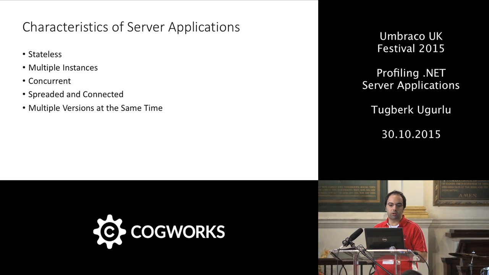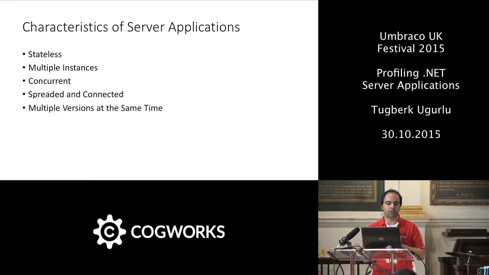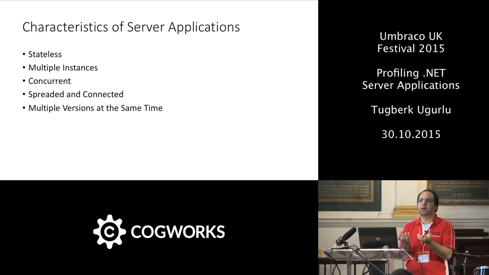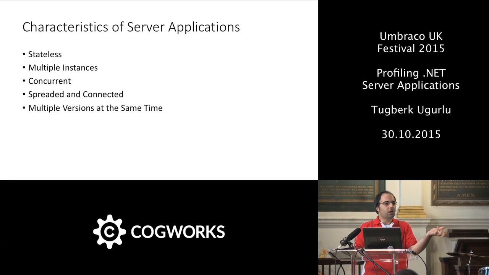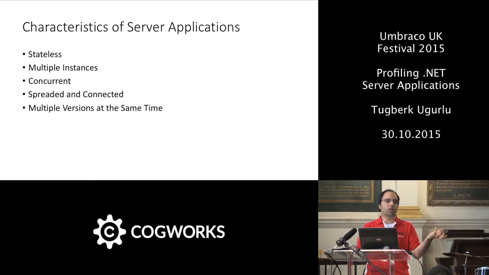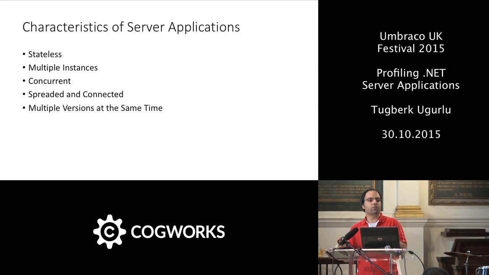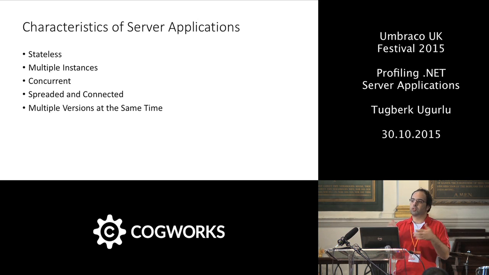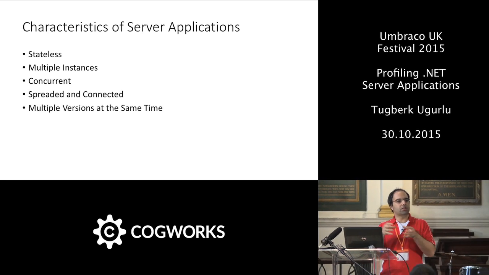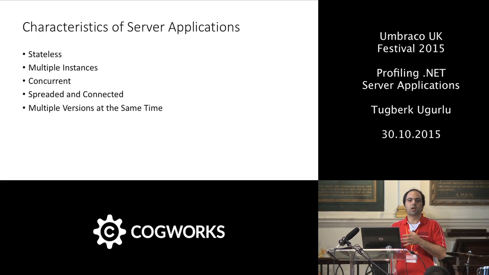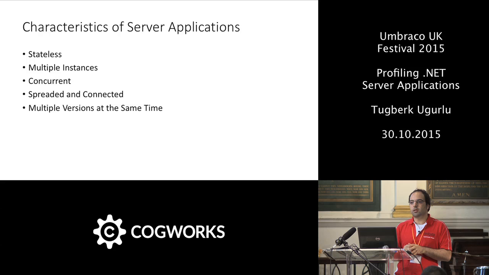They are also spreaded and connected. I was actually concerned about this word because I just made it up, but it sounded cool. What I mean by that is that, in a modern world, you don't only have one server application which does everything. You probably have a server application, worker processes, and multiple other server applications which do other stuff. With new deployment technologies like Docker, you can have multiple instances. You can hit different data storage systems in different web applications or server applications. So these are spreaded, but at the same time, they are connected.